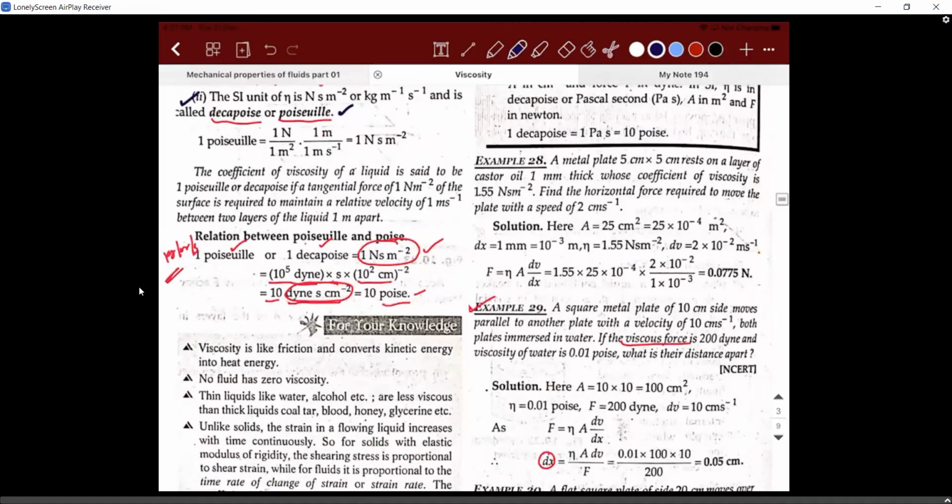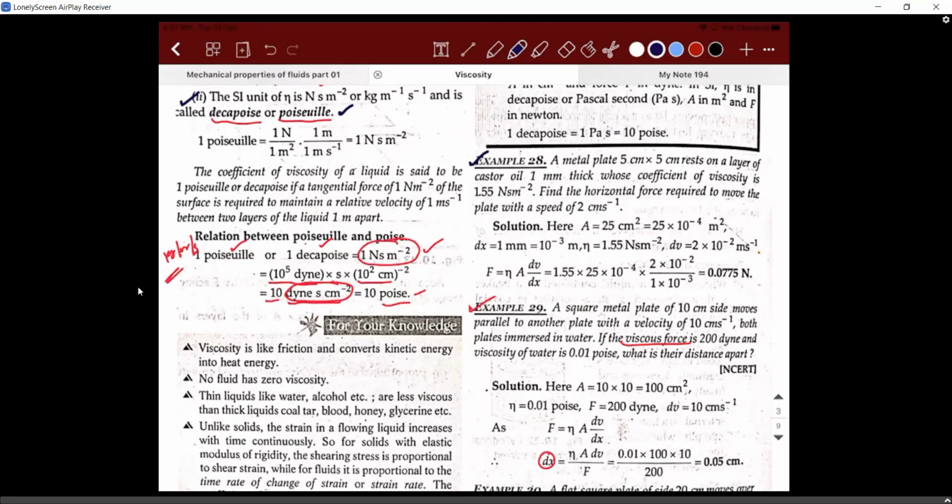So shall we do some problems which are based on this concept? Let's try them out. There is a metal plate whose area is 5 centimeter into 5 centimeter, which rests on a layer of castor oil. I'm not sure if you have seen castor oil. Vehicles use it. That oil will be very, very thick. Next time if you go to a petrol bunk, observe it. The castor oil layer is 1 millimeter thick, whose coefficient of viscosity is 1.55 Newton second per meter square.